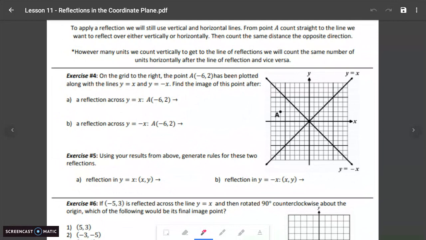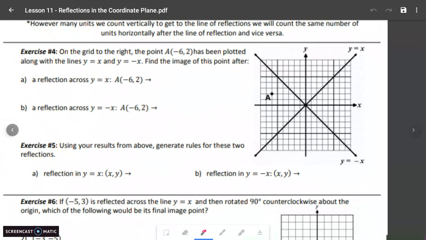So let's look at the point negative 6, 2 that they gave us for A in this fourth example. We want to reflect over y equals x. So we can really do it any way we want to.